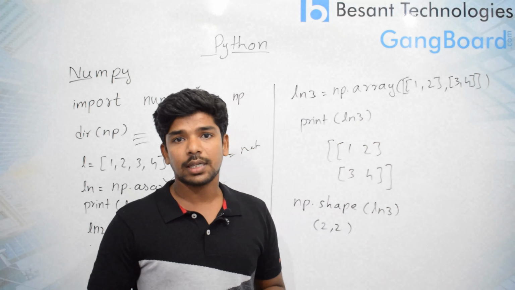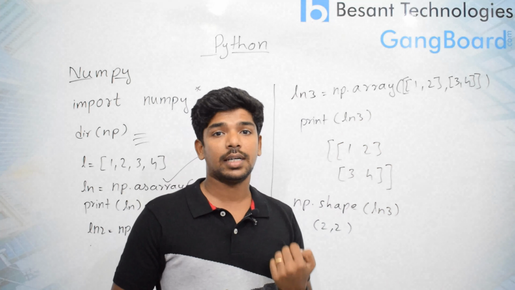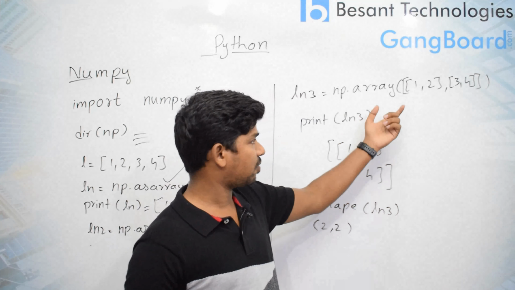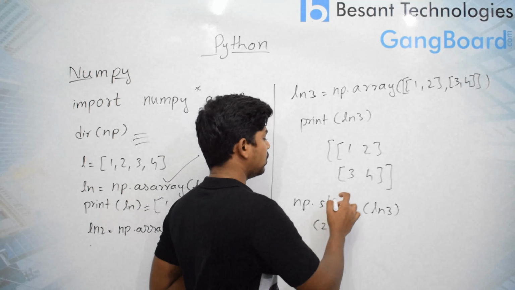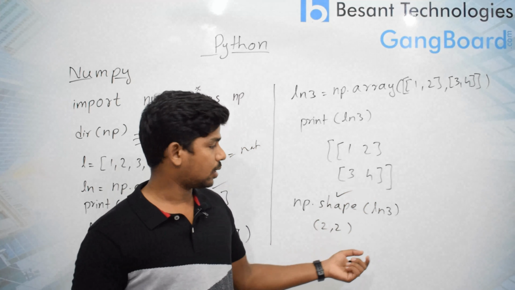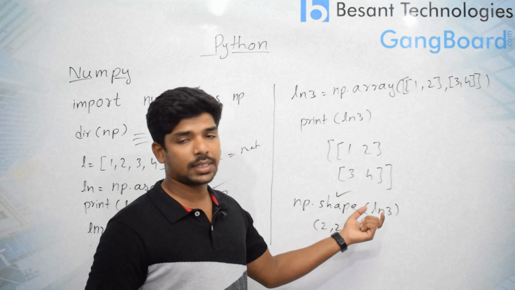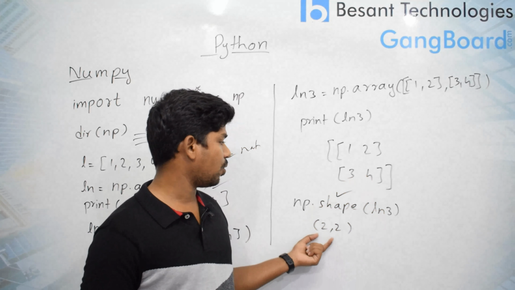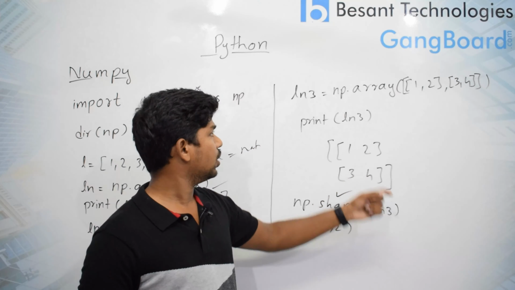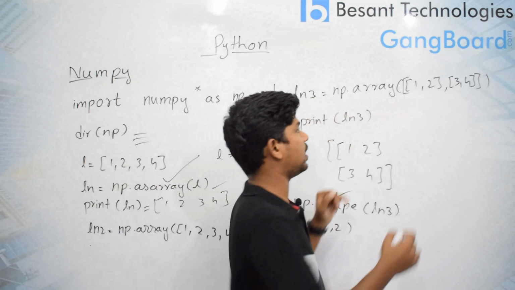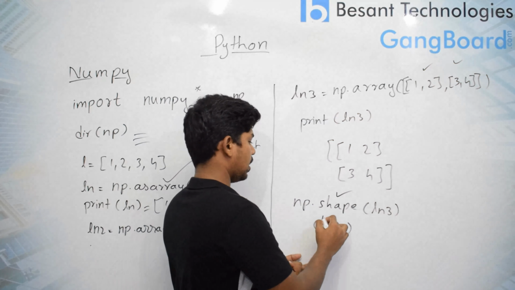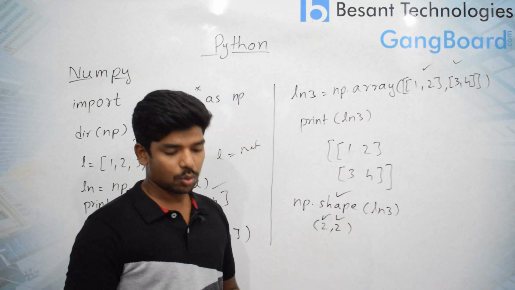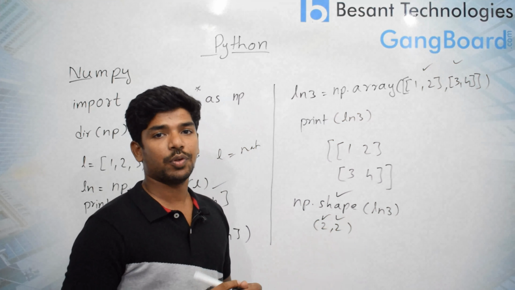In order to check the dimensions of the matrix, you can simply use shape. Shape is another method used under NumPy to check the matrix dimensions. So when you do ln3, I have defined a 2 by 2 matrix, so you can check the shape with ln3 dot shape. It will give the shape of your matrix.